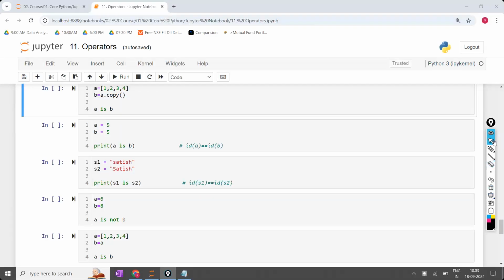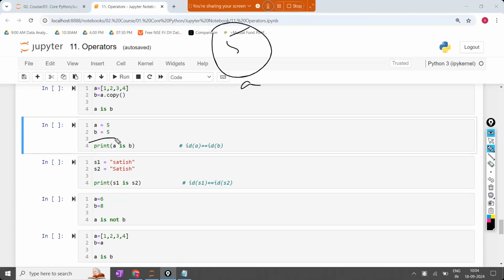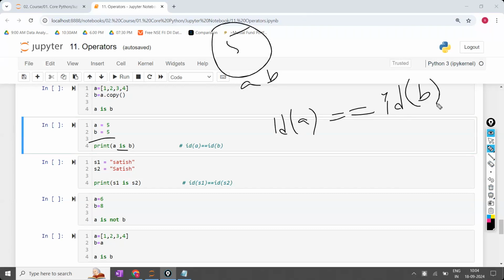Now see here, I am writing A is equal to 5, B is equal to 5. A is equal to 5 means first 5 with A. B is equal to 5 means for the same object B also. A is B means both are indicating the same object, which means in the backend it is checking whether the ID of A is equal to the ID of B. ID means the address of the object where it is stored. Object address. If both of them have the same object address, both are the same object. Two different objects cannot have the same address.